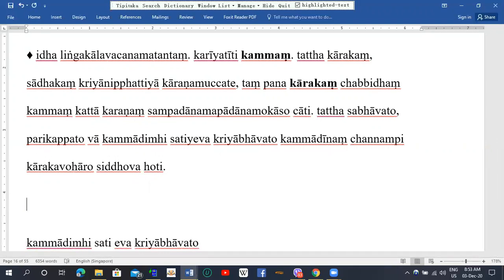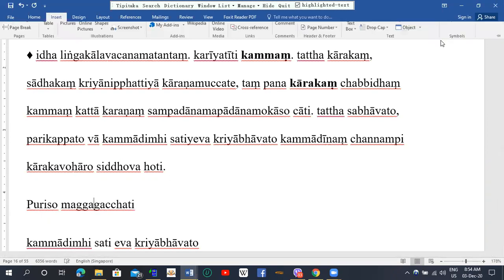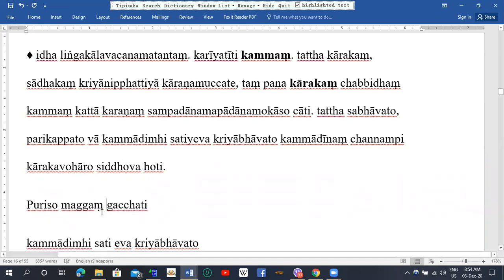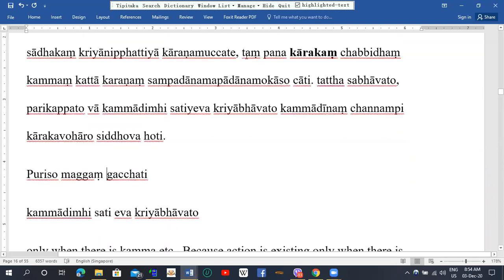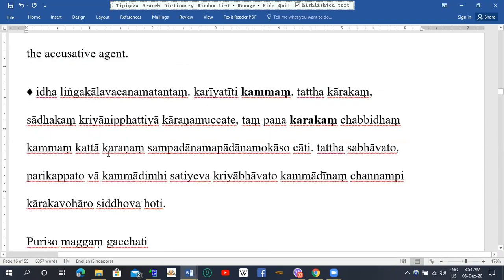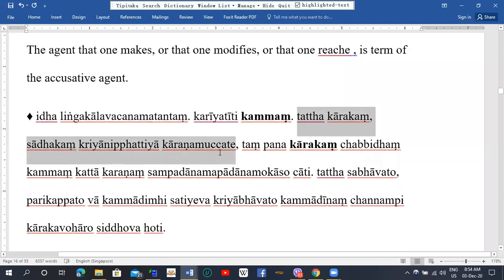For example, Puriso Gachati. Puriso Makan Gachati. Look at this example. Yeah, he is playing. Look at that. Yeah, Karaka. Where? Tata Karaka, Saraka, Kriya, Nipatiya, Karanandi, Ochati. Wait. On to translation.